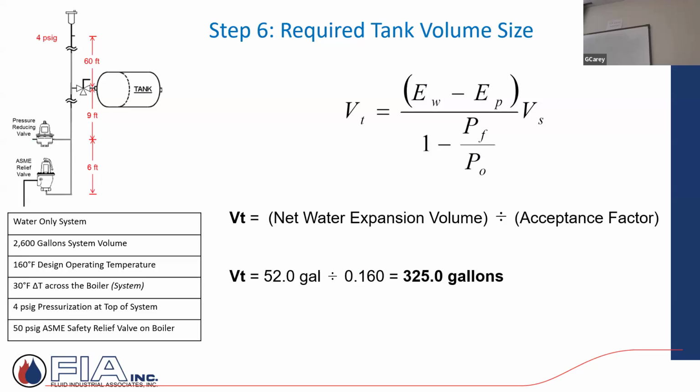And then the last part of the equation is, what's my acceptance factor? Well, I'm taking that 52 gallons of expanded water and I'm dividing it by the acceptance factor. So now I'm saying I need a total tank of 325 that can accept the 52 gallons of water, but keep the pressure between 38.5 and 45.